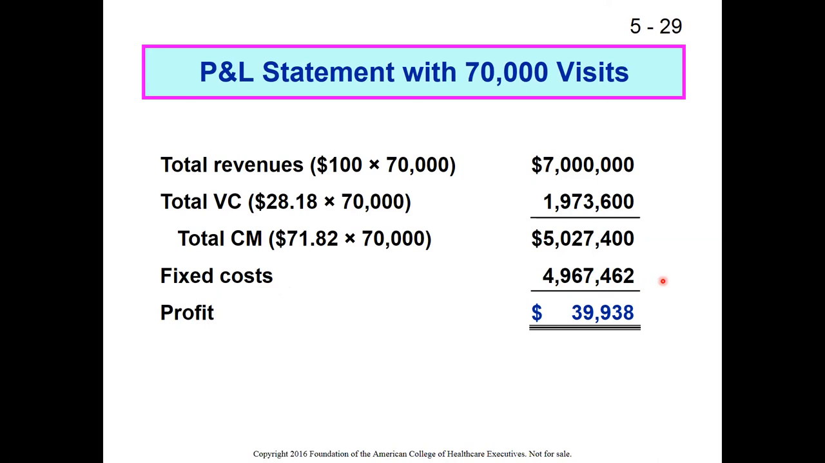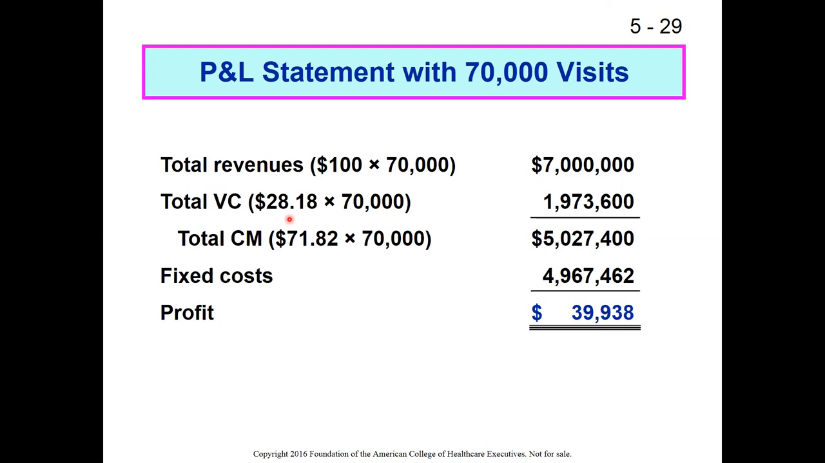It doesn't matter what the average cost is. What matters is the marginal cost, or the additional cost they would incur to take on that one more visit. And that's what the phrase marginal cost means: how much more cost do I incur to do one more of something? Well, in this case, the marginal cost is whatever the variable cost per unit is. So to go from 70,000 to 70,001 visits, it would cost the organization $28.18.